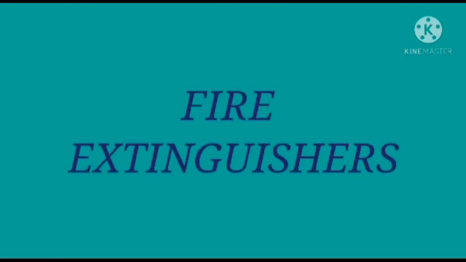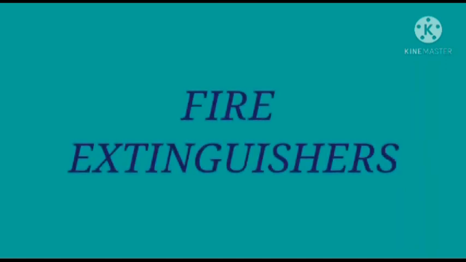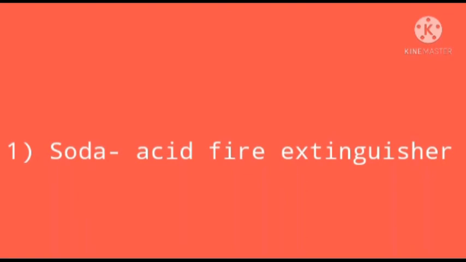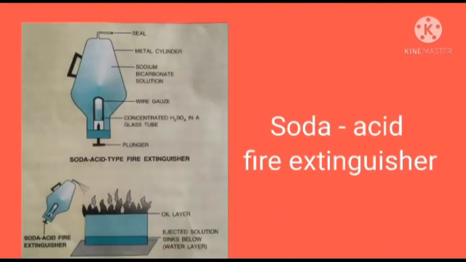Fire extinguishers are devices in which carbon dioxide is produced in different forms to be used as an extinguishing agent. Some common types of these fire extinguishers are the soda acid fire extinguisher, the foam based fire extinguisher, then the liquid carbon dioxide fire extinguisher. The first one is the soda acid extinguisher. It contains sodium bicarbonate and sulfuric acid in separate chambers.